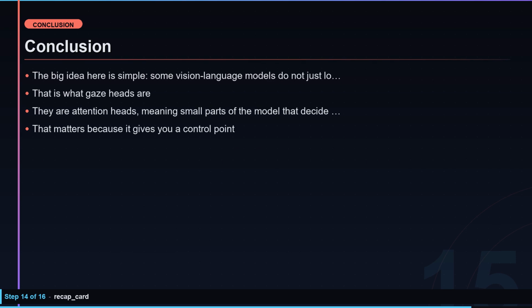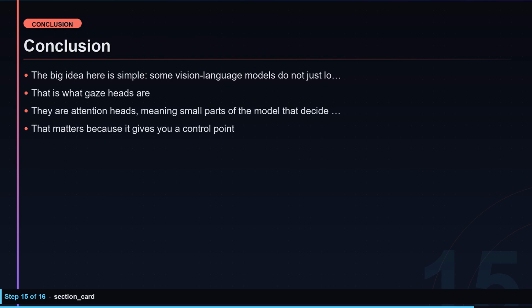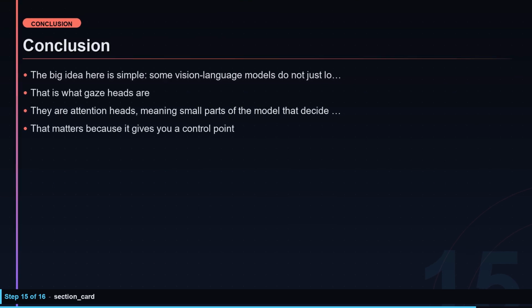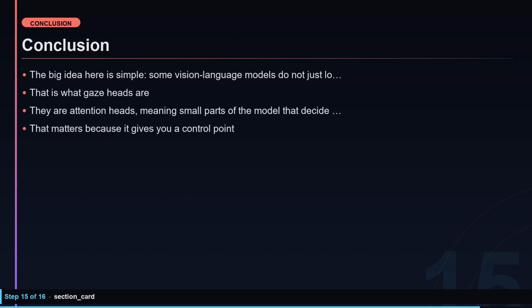The big idea here is simple. Some vision language models do not just look at an image, they learn to look where the words are pointing. That is what gaze heads are. They are attention heads, meaning small parts of the model that decide what to focus on, and in this case they line up with the region being described.